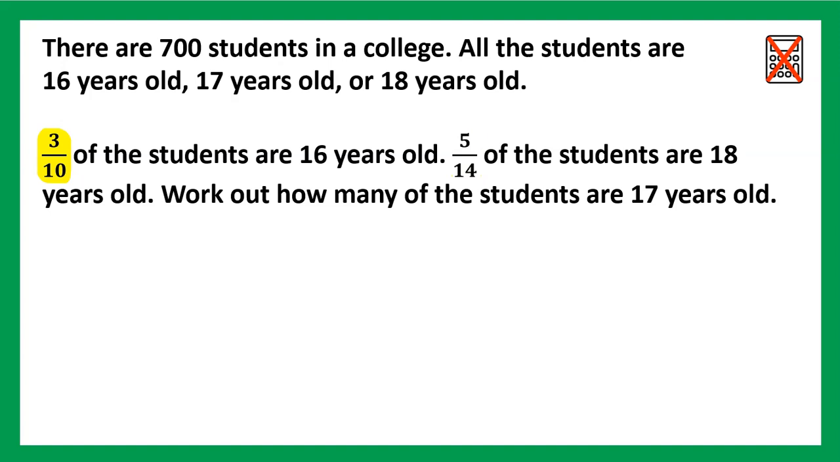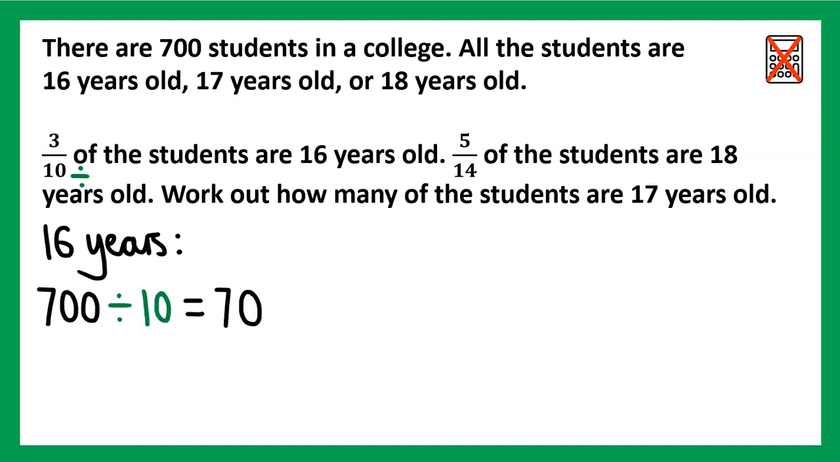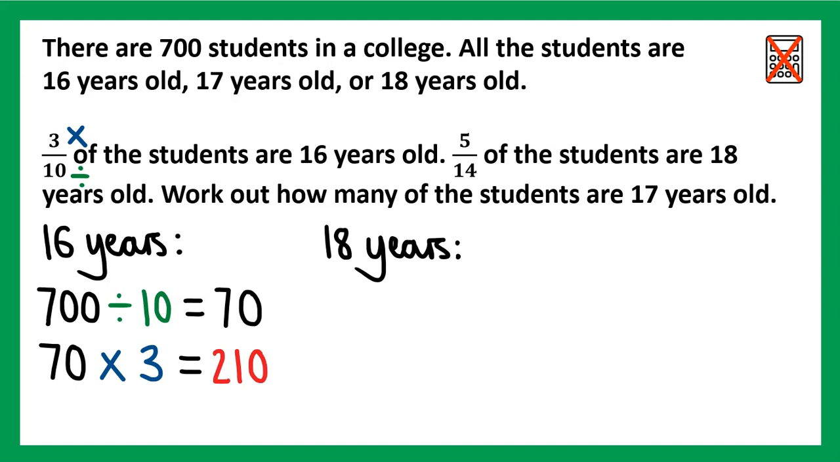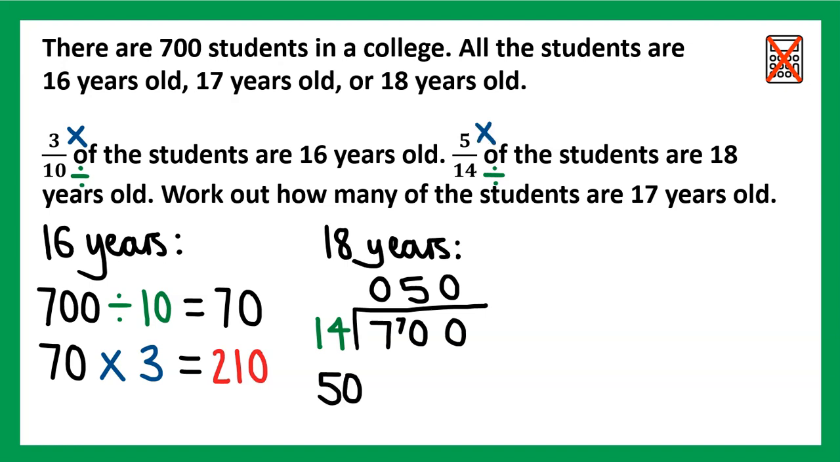Starting off with the students that are 16 years old, we have 700 students in total. Splitting these into 10 equal amounts is 70, and if we want 3 of those, 70 multiplied by 3 is 210. On to those that are 18 years old, dividing 700 by 14. 14s go into 7 0 times, remainder 7. 14s go into 70 5 times with no remainder, and 14s go into 0 0 times. Multiplying 50 by 5 is 250.